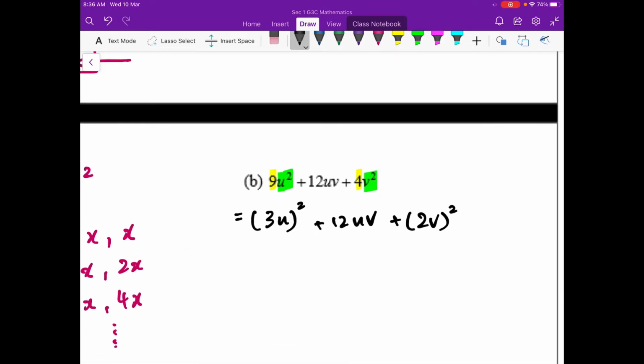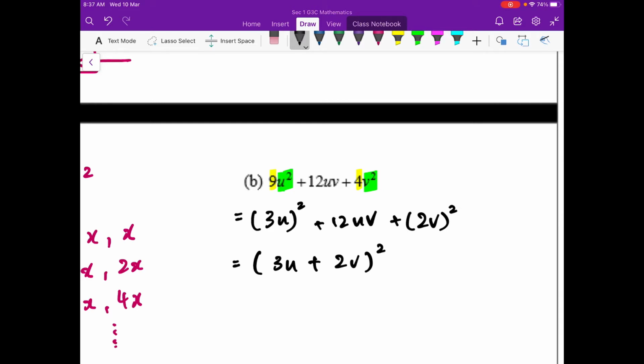Then we do a quick check. If I take 2 times of 3U, I get 6U. Then I multiply that with the 2V, I get 12UV. That's the same. So this is already of the format A square plus 2AB plus B square. So simply we will get 3U plus 2V, and we square this. And that's the answer.